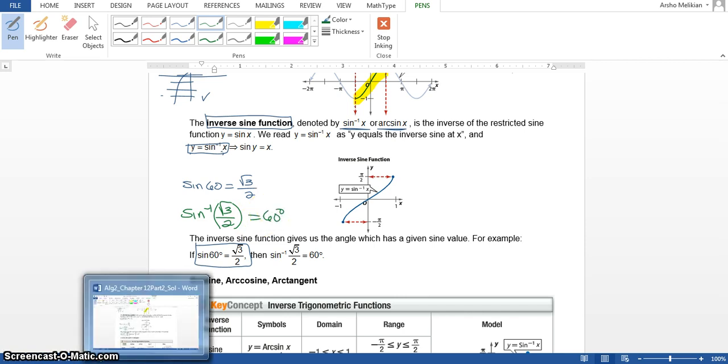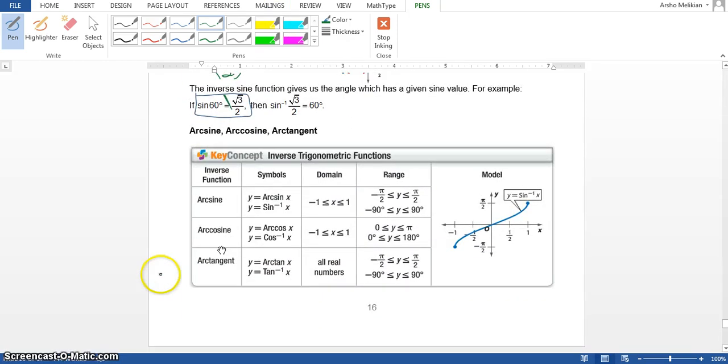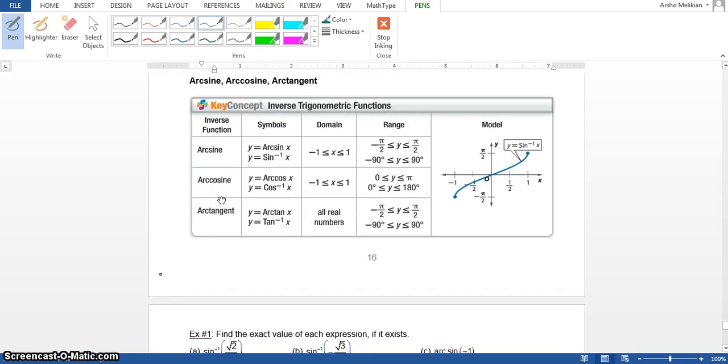So this is the same as when we were at the beginning of the unit, when we were using our calculators. The notation is summarized here. We have arc sine, which is denoted as inverse sine or arc sine, and we have arc cosine and arc tangent.